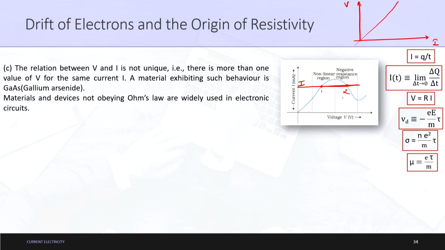GaAs is also called gallium arsenide. So, gallium arsenide is a substance which is an example of this concept. In an easier form we say it as GaAs or gas. Materials and devices not obeying Ohm's law are widely used in electronic circuits, because they help to increase the efficiency of electric circuits or to decrease the leakage of current.